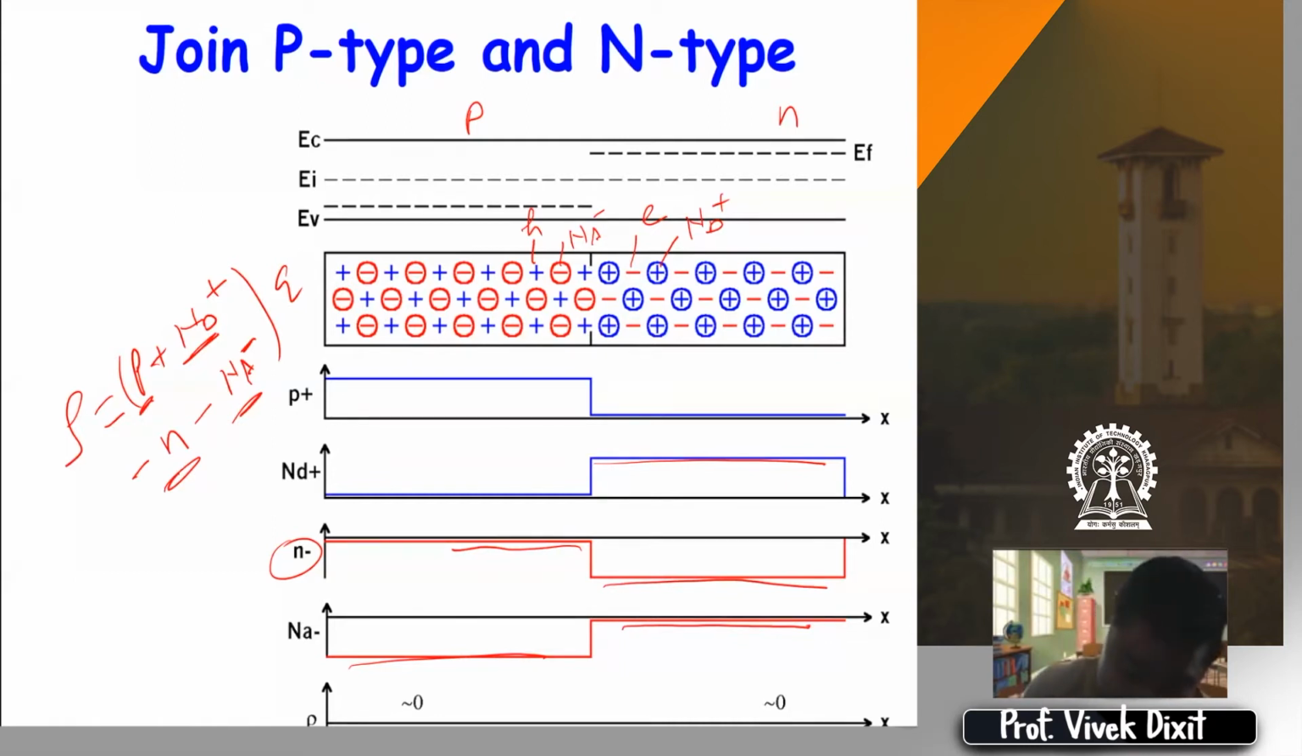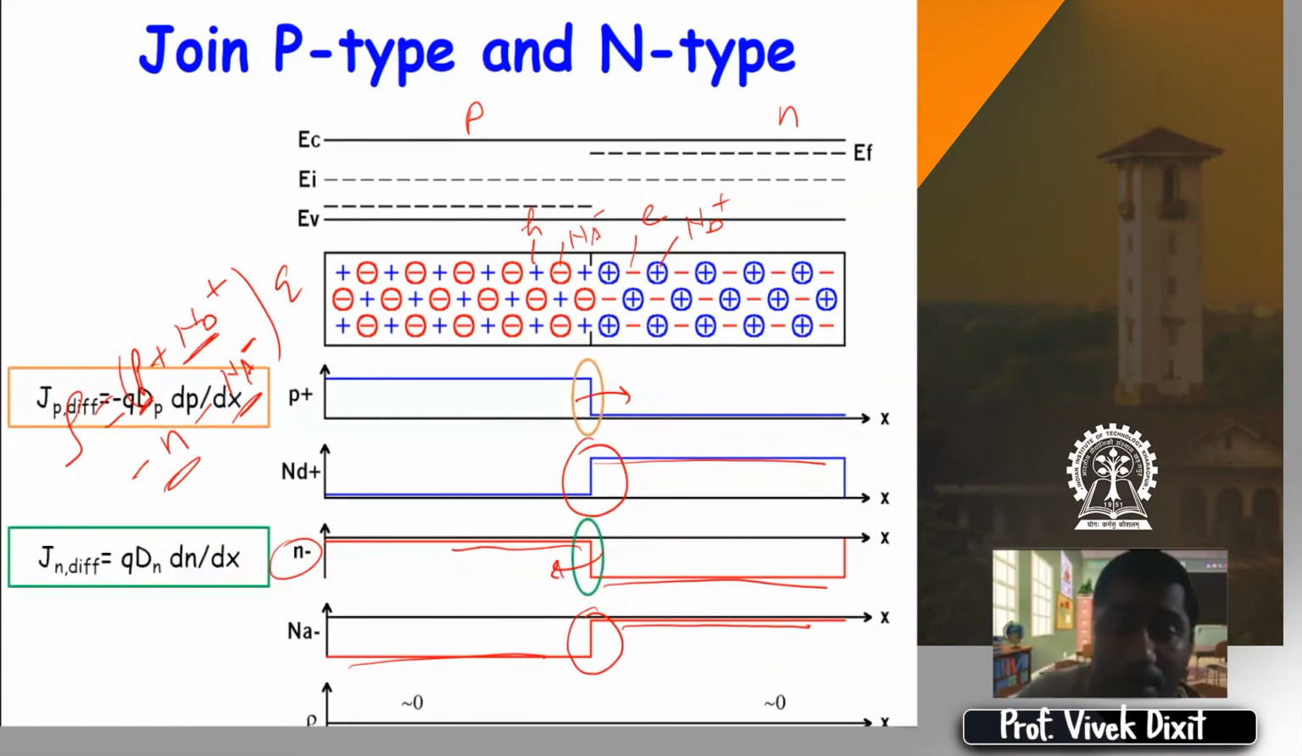Now, out of these, the donor ions and the acceptor ions are fixed charges. So they will not move. Only the electrons and holes will move, right? So holes will move from high concentration to low concentration, and electrons will also move from high concentration to low concentration. So what will happen? This region will basically get depleted of carriers because these electrons and holes would have jumped across and recombined, exposing the fixed charges.